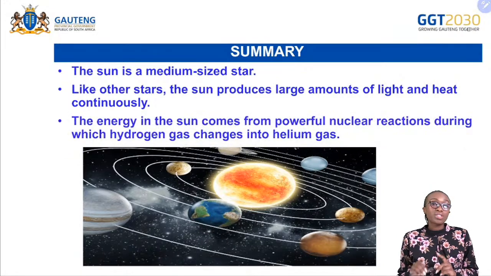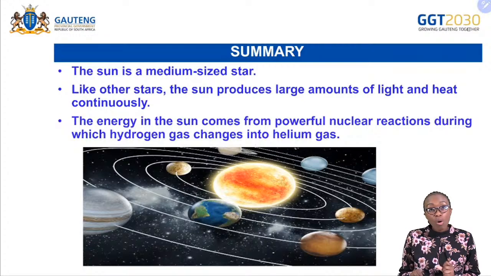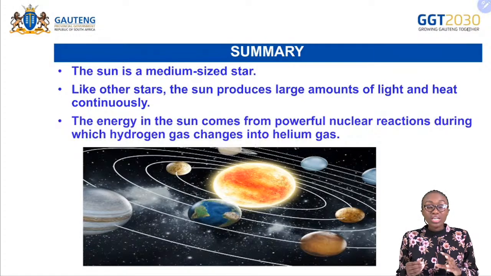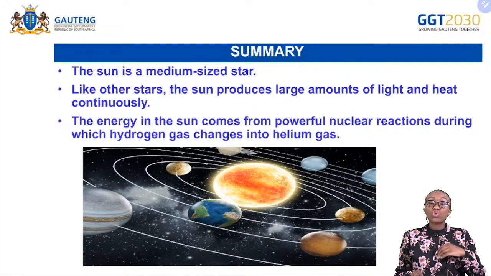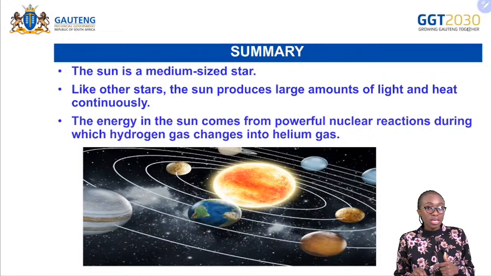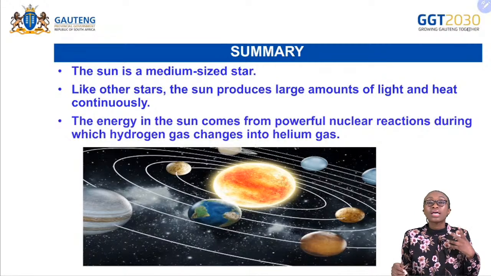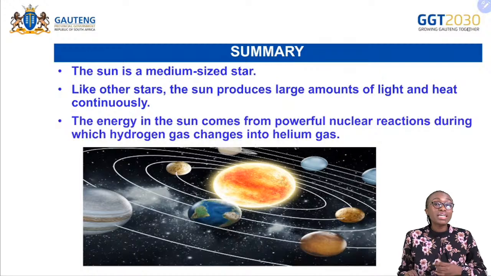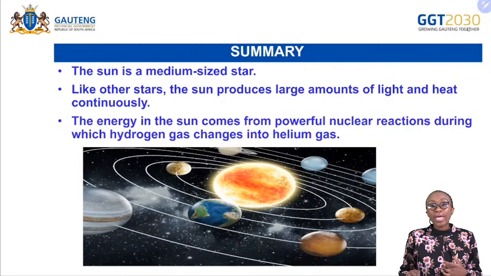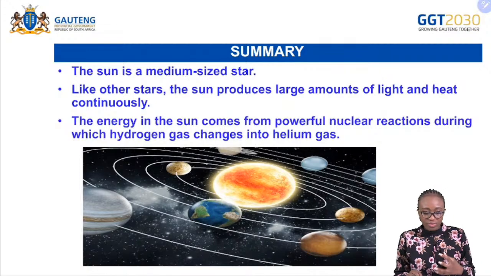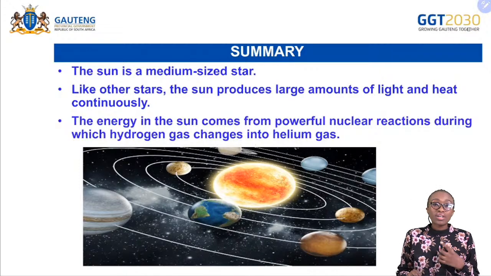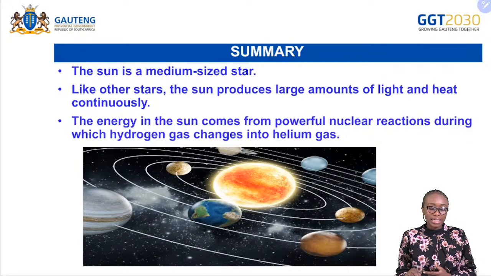And then the energy from the sun comes from powerful nuclear reactions during which hydrogen gas changes into helium gas. That nuclear reaction produces high amounts of light and heat energy. That's why we can feel the warmth of the sun and experience the light of the sun, even though we are 150 million kilometers away from it, because of these very powerful nuclear reactions that are happening in the sun.